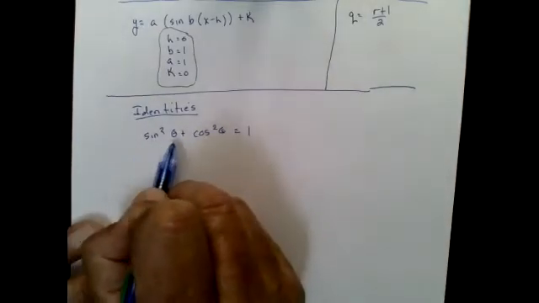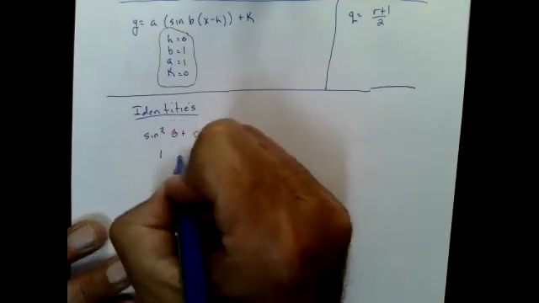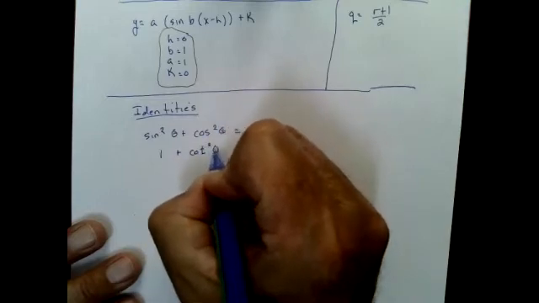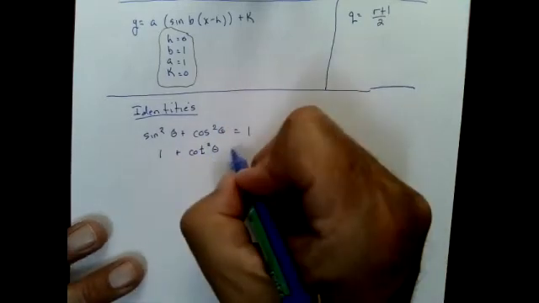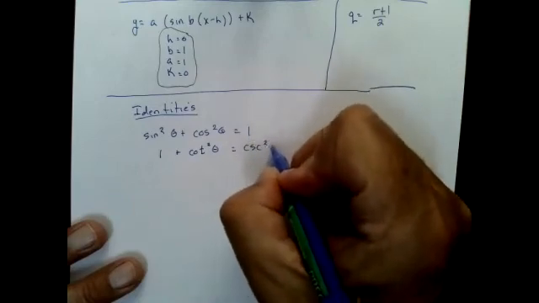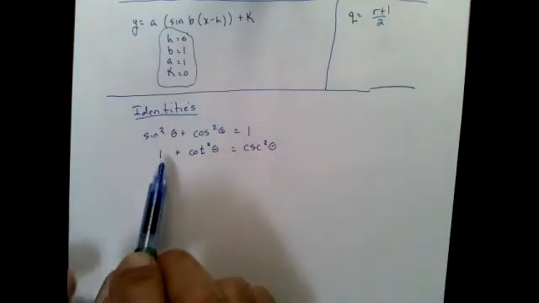One was, what if I divided everything by sine squared? That makes this a 1. This becomes cosine over sine, which is cotangent. And this becomes 1 over sine, which is cosecant squared. See, I only had to remember 1, and then the idea is I divided by sine.